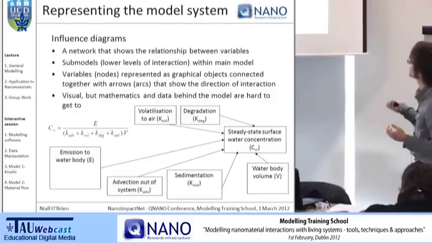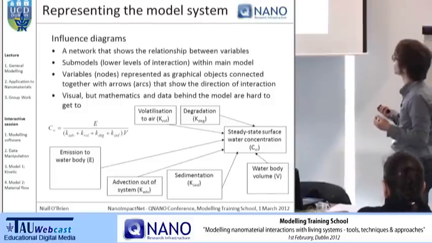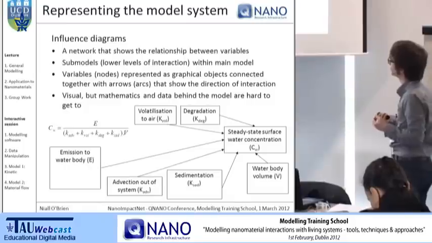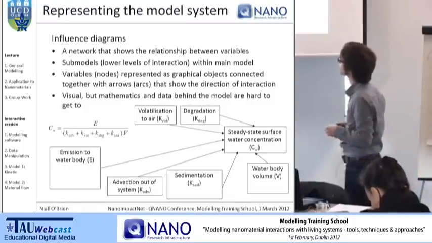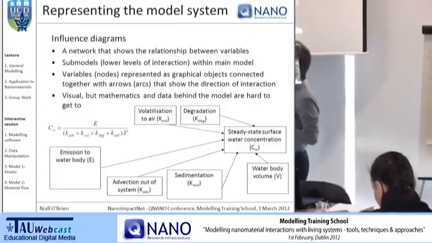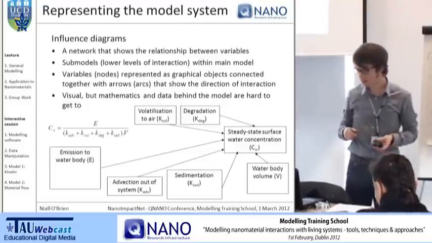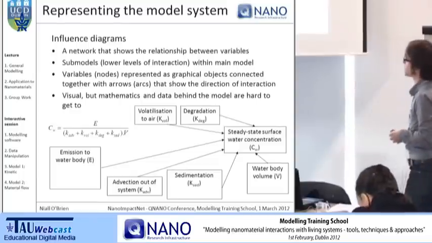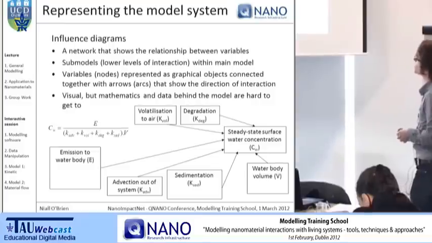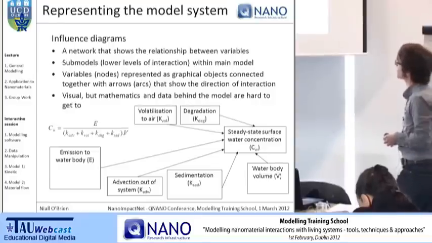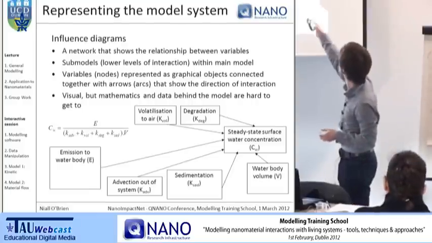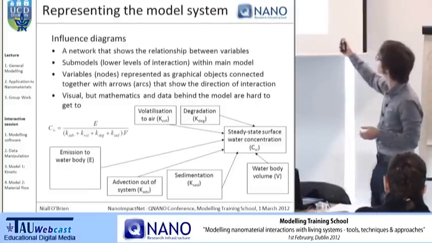And through this, you can represent the model system. And so this equation here is from Quick et al. We looked at earlier. And so it describes surface water concentration. And so it shows the relationship between different variables. So all of these directly influence the steady state surface water concentration.